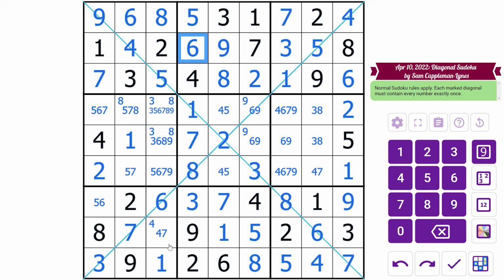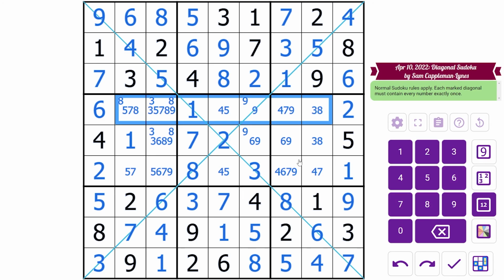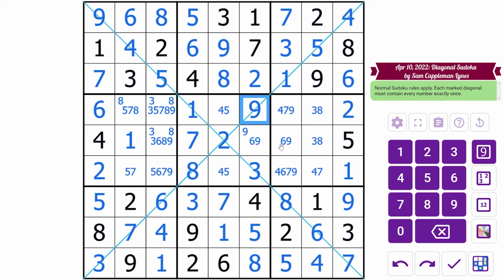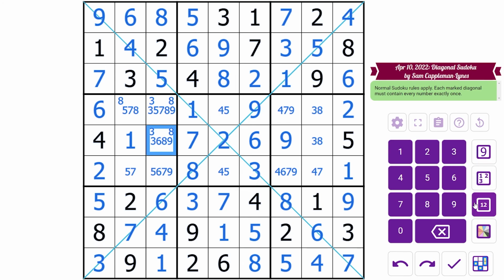And where are we now? One of these is not possible. Yep, this is a 4. This is a 5. So this can't be 5 or 7, so it is 6. None of these can be 6 now. So that is the 9, and that is the 6. That is a 9. This can't be 6 or 9. So this is a 3, 8 pair there.